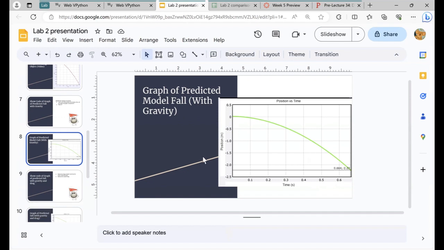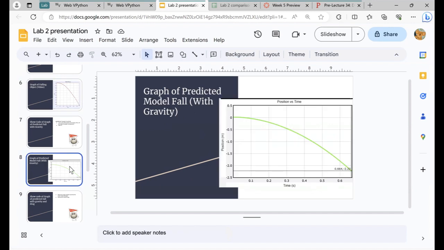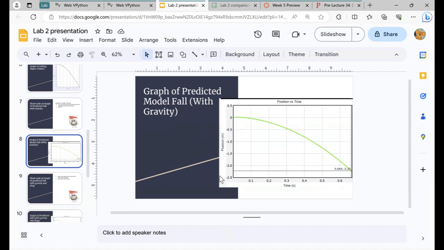So this is the graph. And here we see that it ends at negative 2.22, which is drastically different from the original negative 0.925 of my video from Tracker. But the position is still negative, as is the velocity.